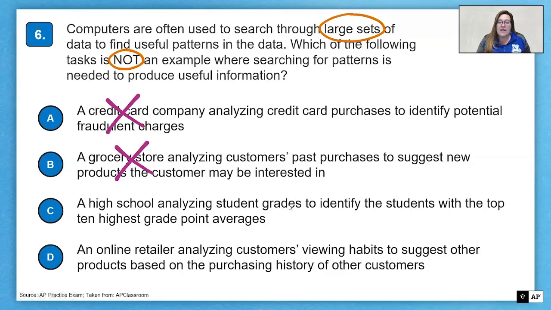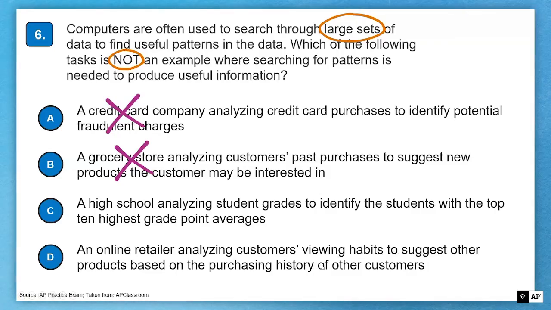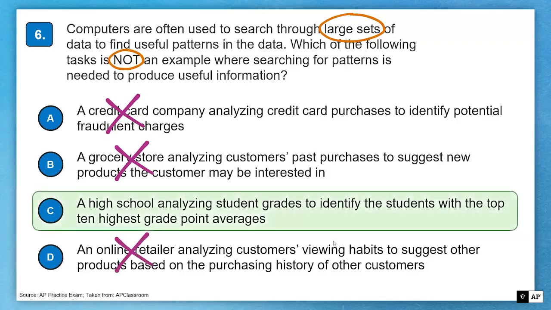A high school analyzing grades to get the top 10 highest GPAs. That's using calculation and maybe comparison, but that does not appear to use a pattern. An online retailer analyzing viewing habits to suggest other products from the purchasing history of other customers. That's looking at patterns of what people have watched. So that is using patterns. C is the only one that did not use a pattern.